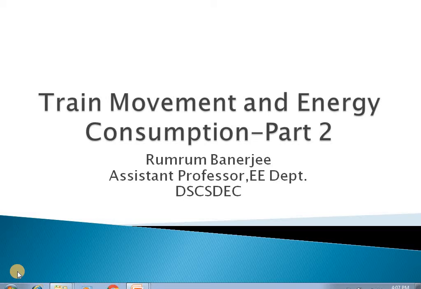In my previous lecture, we highlighted the train movement with time and speed curve, and we denoted the several portions of the time and speed curve. That is, the total time duration is mainly divided into three parts: one for acceleration time, another for free running time, and another for braking time. If we look at the graphical nature of the time speed curve, we can see that it looks like a trapezoid shape.